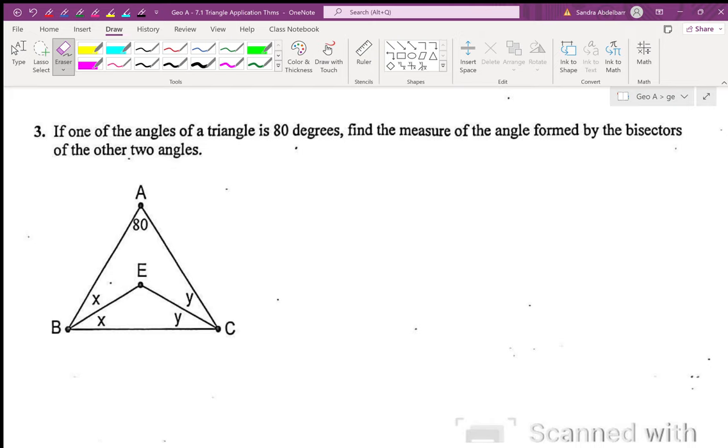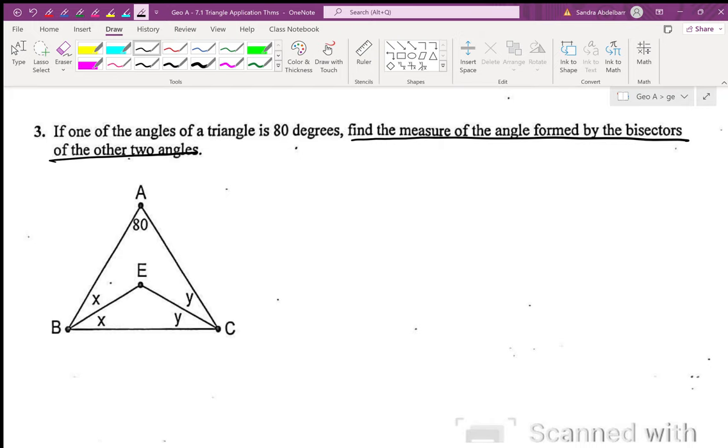Okay, so what do we need to know? If one of the angles in a triangle is 80 degrees, there's our 80 degrees. Find the measure of the angle formed by the bisectors of the other two angles. This is what would probably throw you for a loop. What does it mean to bisect an angle? Split it into two what? Congruent what? Angles, exactly. If we're going to bisect an angle, we're going to split it into two congruent angles.